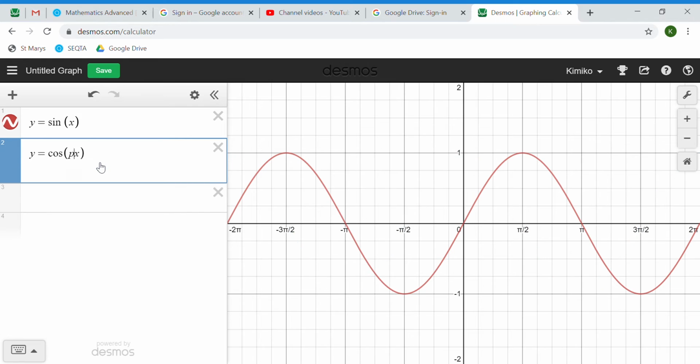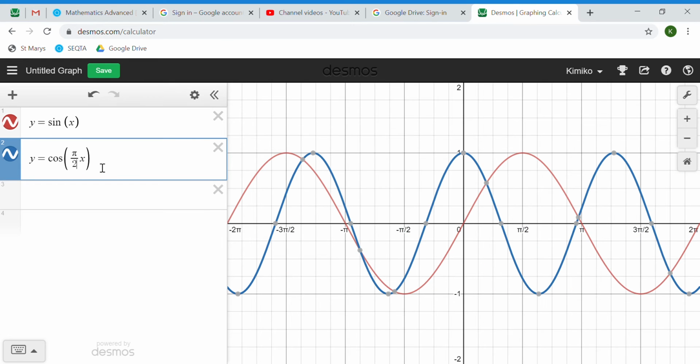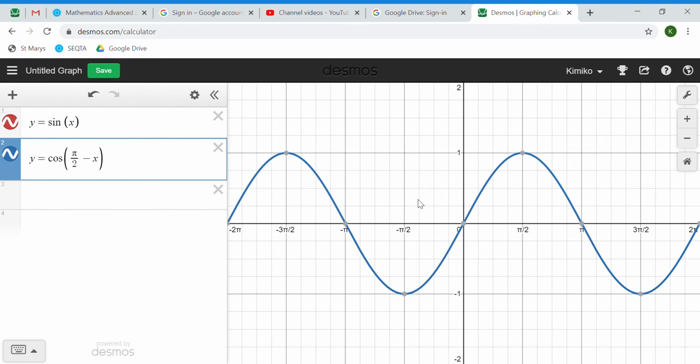I am in radians, so I'm going to go pi on 2 minus x, and you can see they're the same curve. So the sine and cosine are complementary to each other.